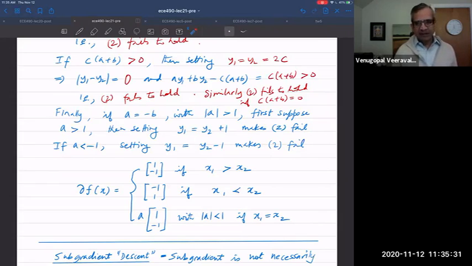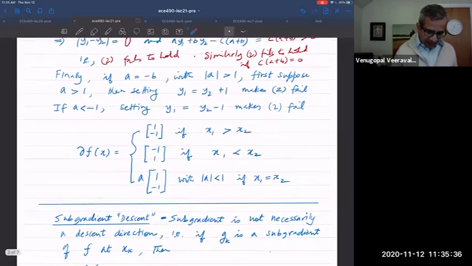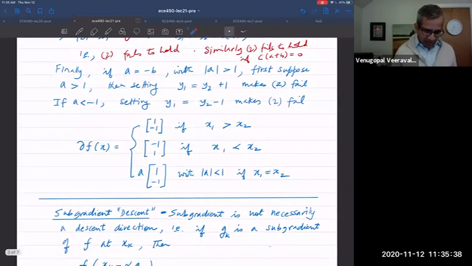So basically, when you're outside the set of vectors of the form a times (1, -1) with the absolute value of a less than 1, then it cannot be a subgradient at x1 equal to x2. So these are the only subgradients when x1 equal to x2. When x1 is not equal to x2, gradients exist and equal to that. Okay. Any questions?